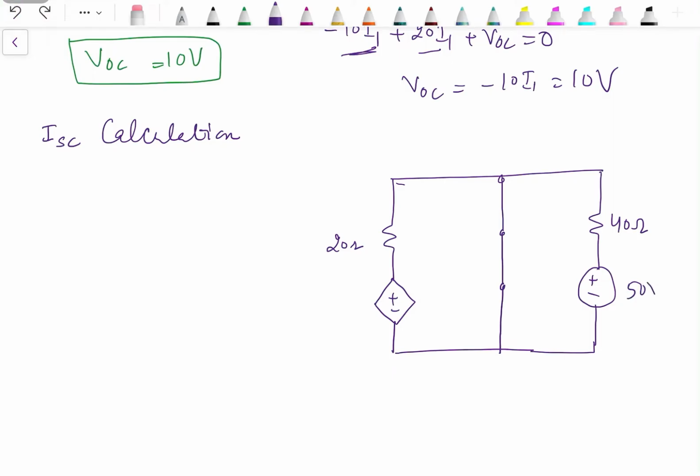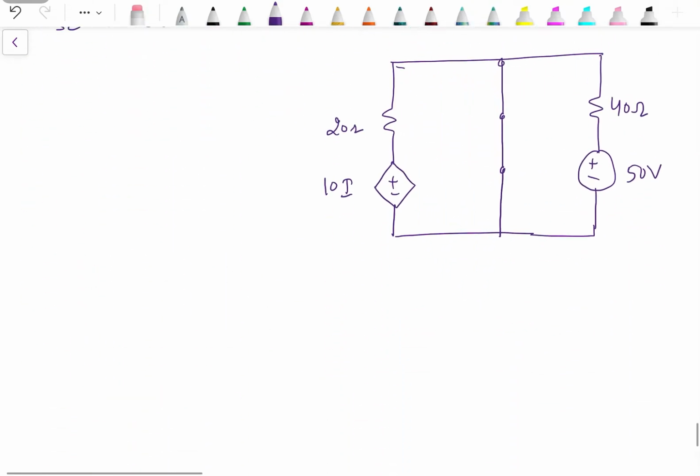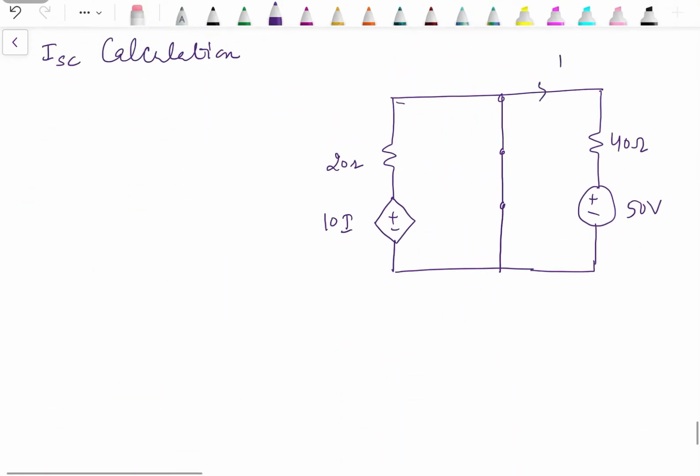This one is of 50 volts. This is 10I. Now since the circuit is again different from the initial case, this I, let's say, write it as IY, and it will be reflected over here as IY. Now in order to find out the current through this branch, we need to apply mesh analysis.